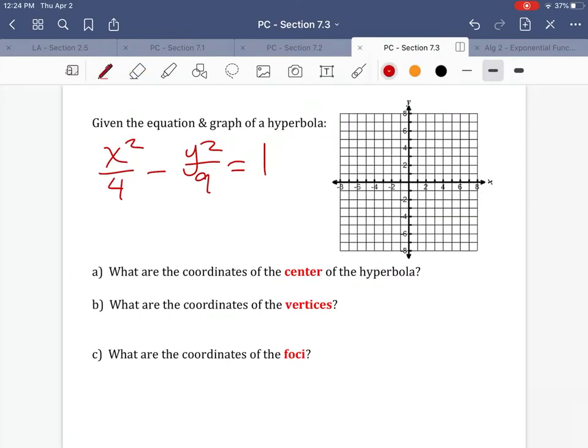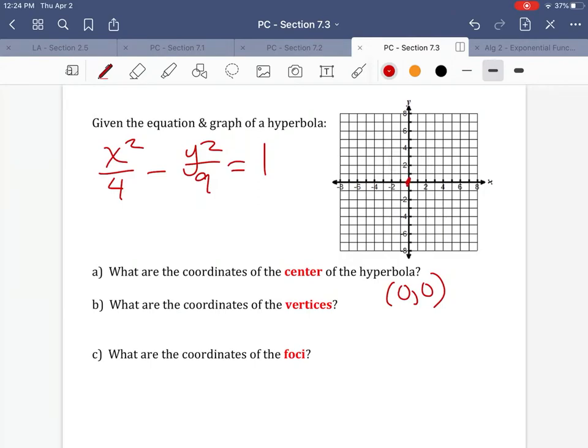All right, so let's talk about this. The center. You see that the x and the y squared don't have any plus or minus with them, and so basically the center has not moved. The center is still 0, 0 here for this problem. All right, so I'm going to mark that on my graph right there.